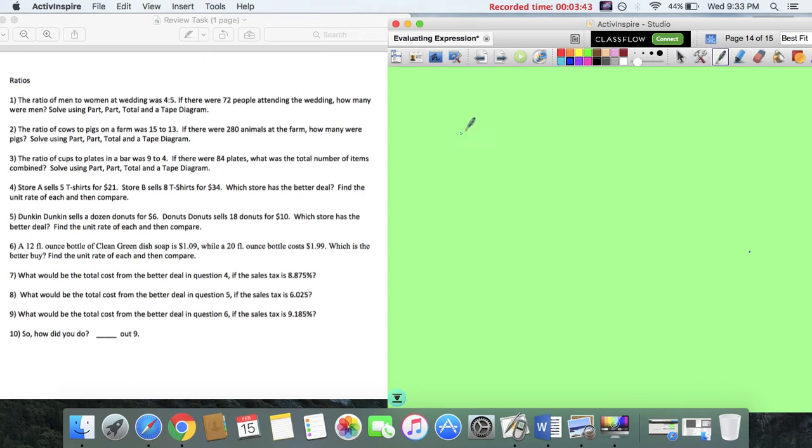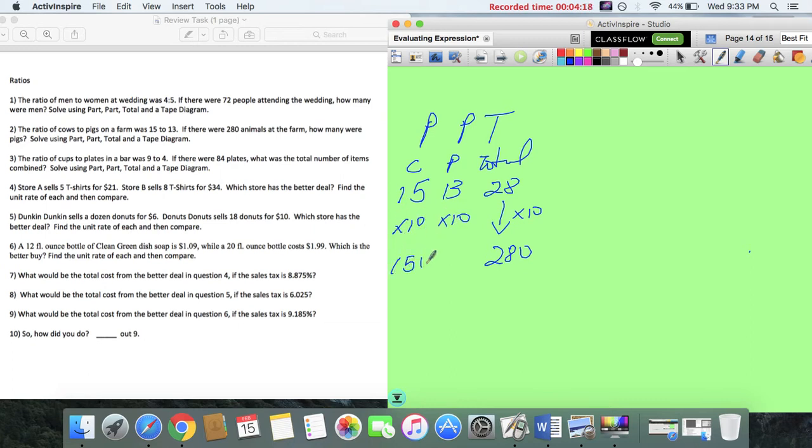The ratio of cows to pigs on a farm was 15 to 13, so part total, cows, pigs, total. I have 15 cows, 13 pigs, and that would give me a total of 28 animals. Now, if there were 280 animals at this particular farm, this is going to increase over here. So by a factor of, what are we multiplying, 28 to 280, it's going to be times 10. So now we know that everything else grows the same way. Times 10, 150. 13 times 10 is 130.